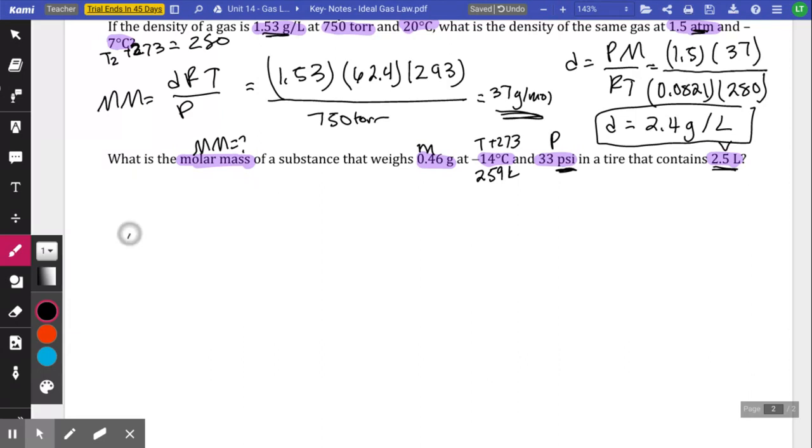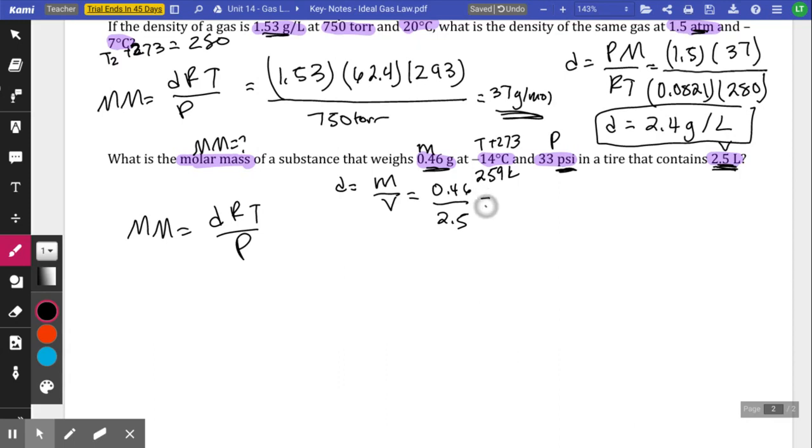Okay, so I want to solve for molar mass. I really want to use the molar mass is equal to dRT over P equation, but I don't have my density. However, I can solve for it because I have my mass and I have my volume, and I know that density is equal to mass divided by volume, so I can plug that in. 0.46 grams divided by 2.5 liters. And I got that my density is 0.18 grams per liter.